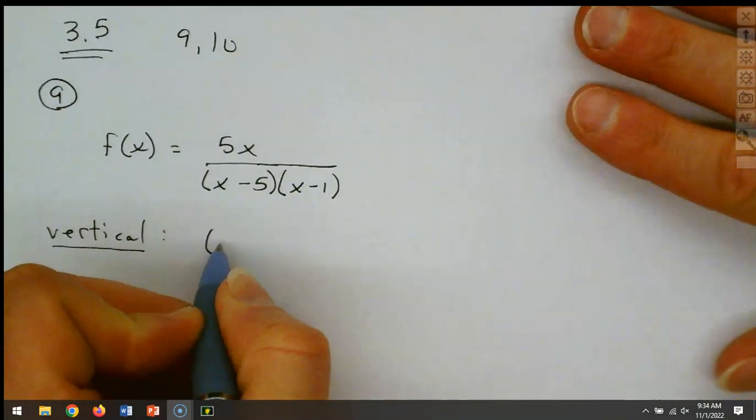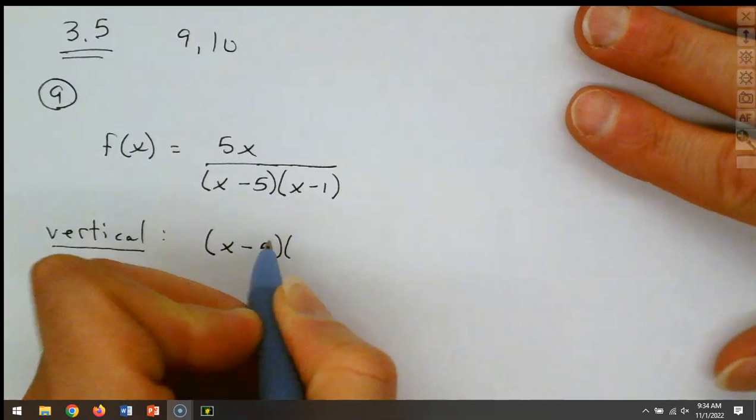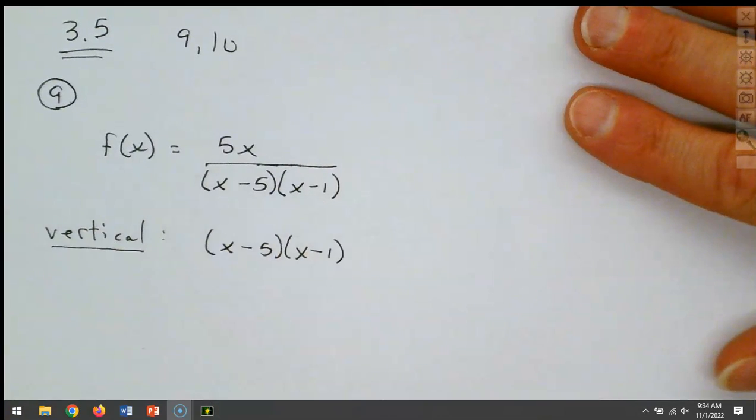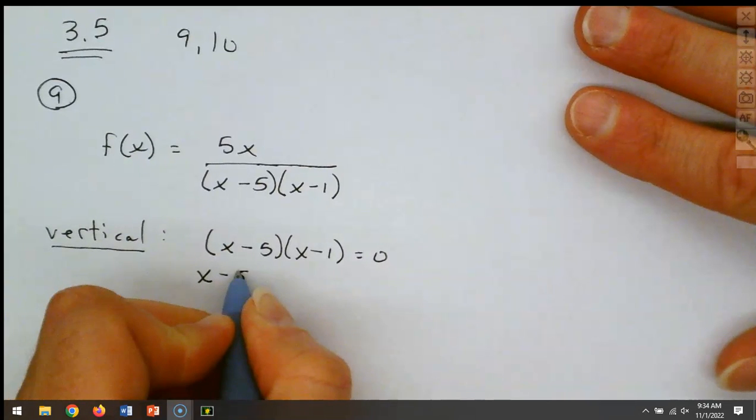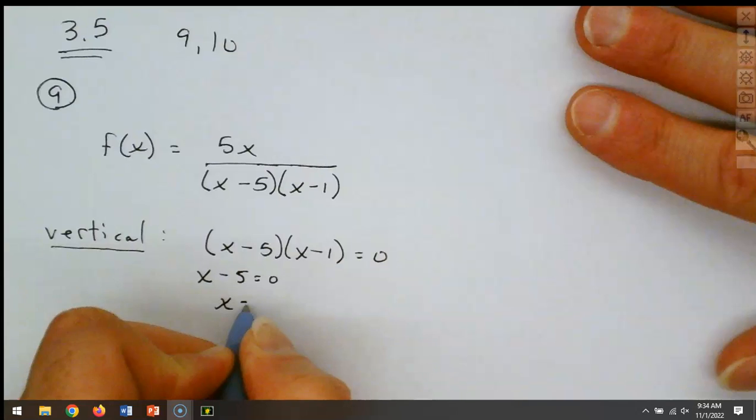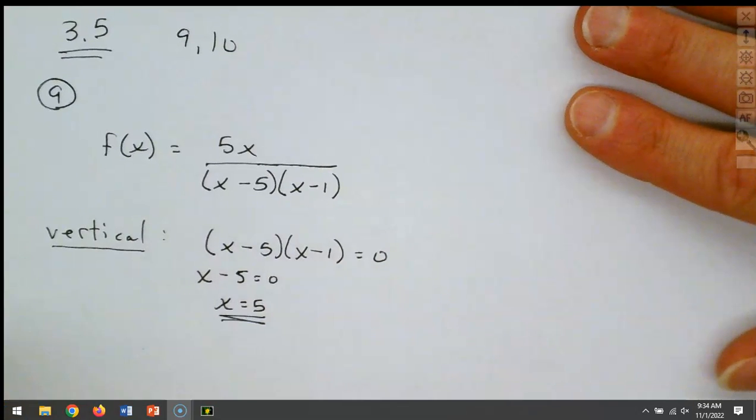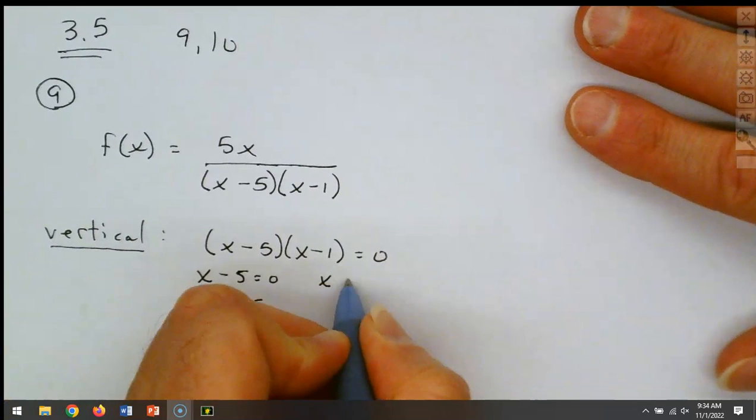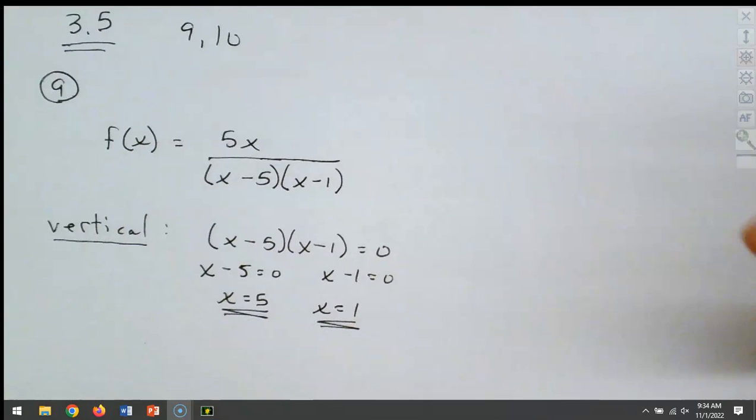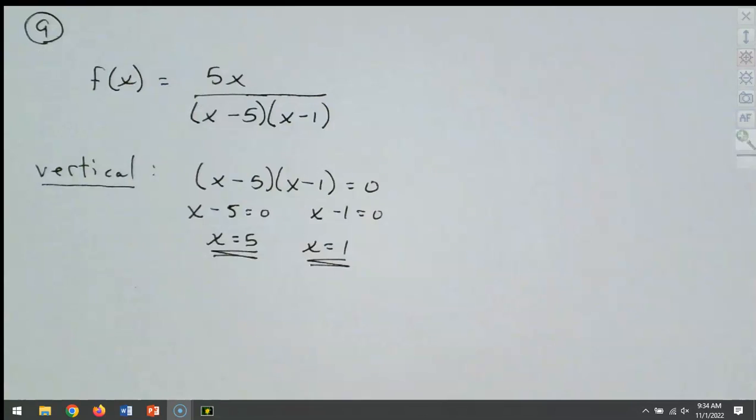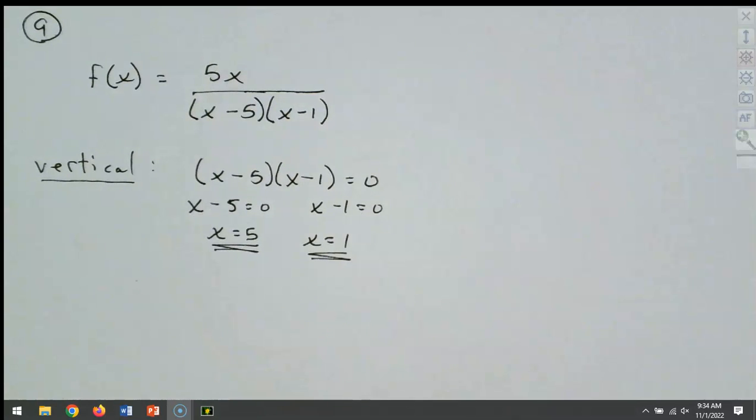Now this one has already been factored. And so when we set that to 0, that gives you x minus 5 equals 0. So one of the verticals is 5. The other one, x minus 1 equals 0, gives you x equals 1. So we now have two verticals.